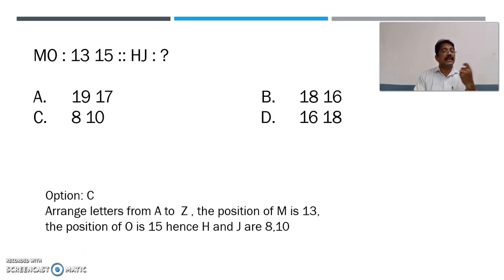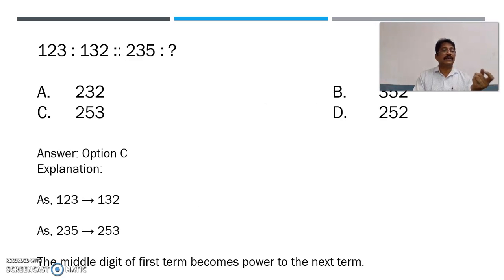Next: MO is 13, 15. HJ, what is the next one? MO. If you write A, B, C, D, the position of M is 13 and the position of O is 15. Obviously, the position of H is 8 and the position of J is 10. So 8 and 10 is the correct option. Clear? Okay, now 123, 132 and 235. It's very clear. The unit digit and tens digit are interchanged. So 235, 3 and 5 should be interchanged. 253, option C is the correct one.